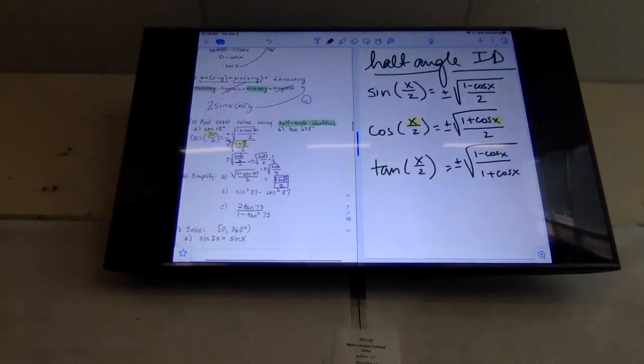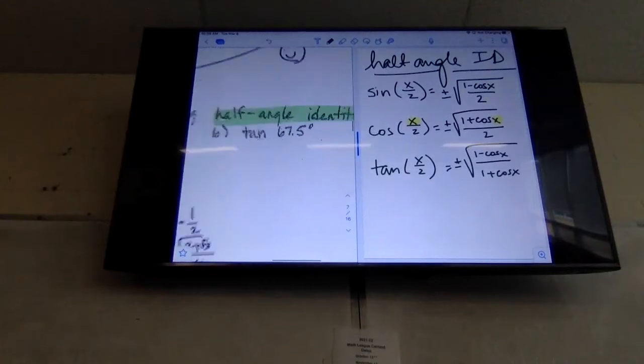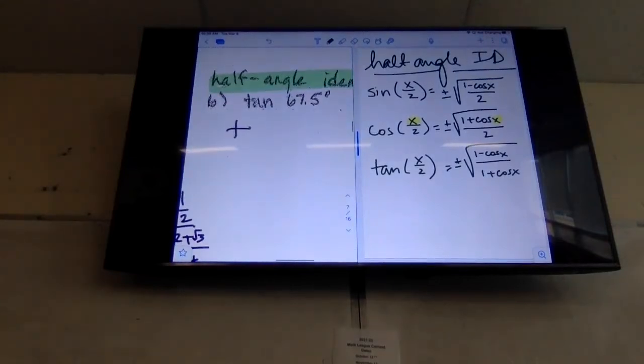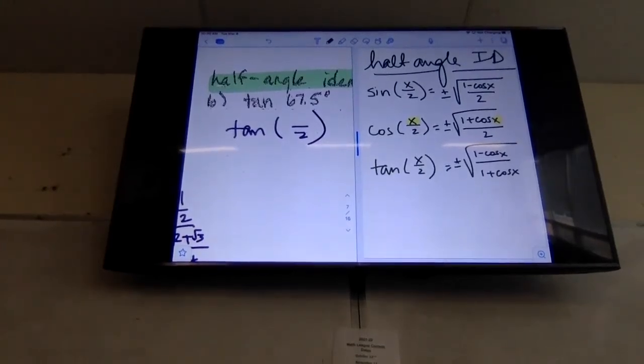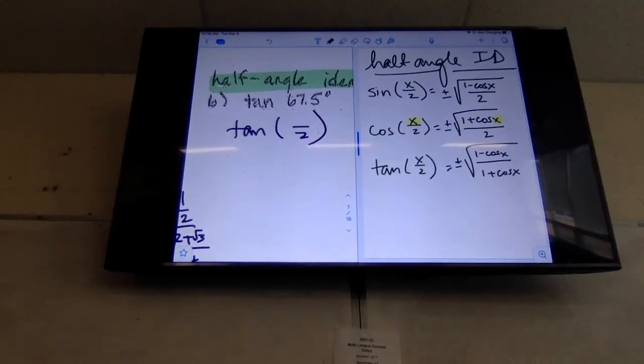All right, we've got another one like this. It says tan of 67.5. So I've got to ask myself, okay, tan of what number divided by 2 gets me 67.5? What'd you say? I think 135. If you do 67.5 times 2, it will tell you what number that is, and I believe it's 135.